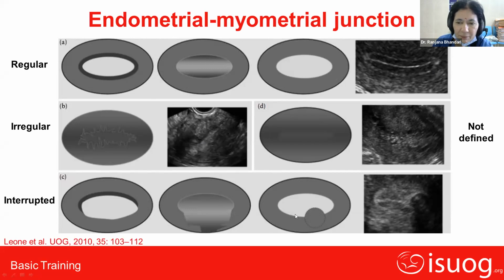Another one is interrupted. See, this is the interrupted. In case of a myomatous polyp or submucous myoma, the myoma has entered into the endometrial cavity. Therefore, the endometrial junction is disrupted or interrupted, but it is not irregular.